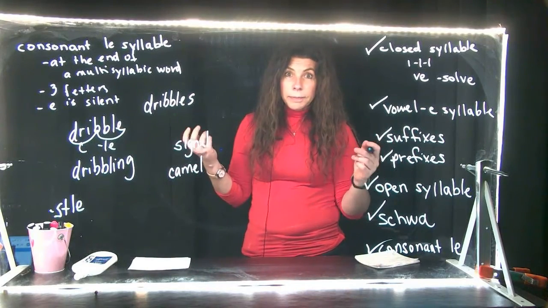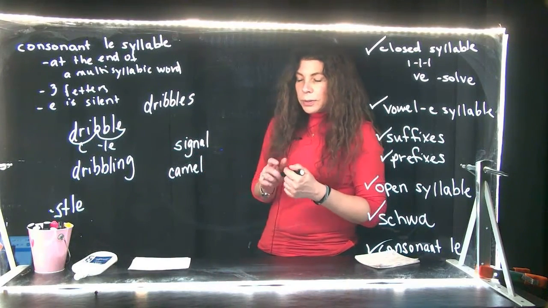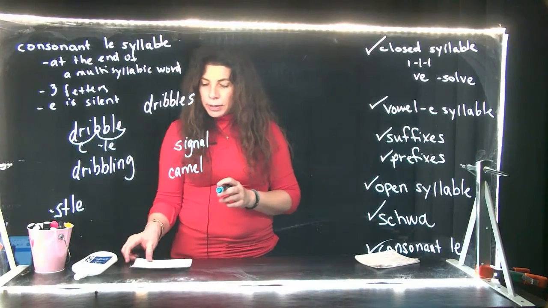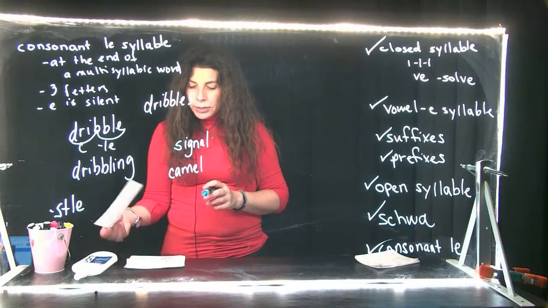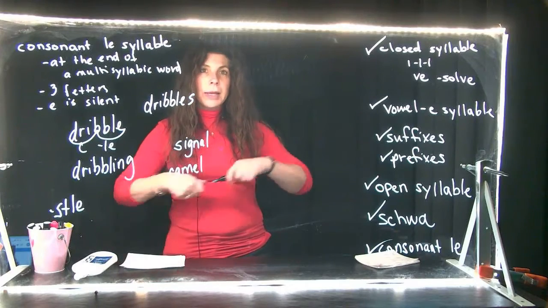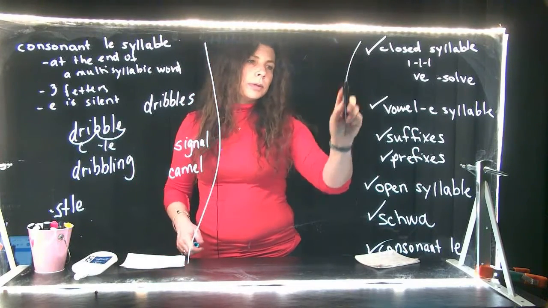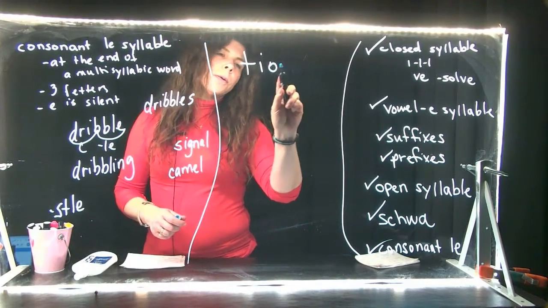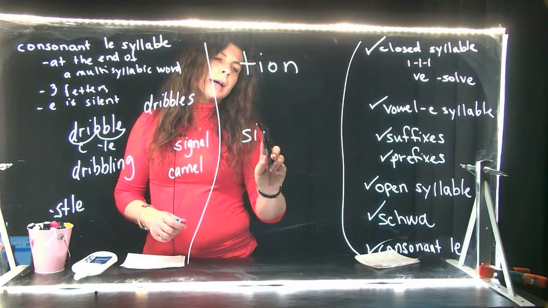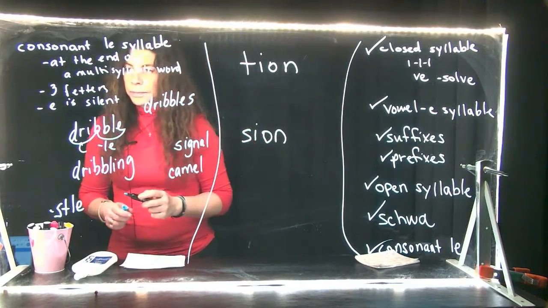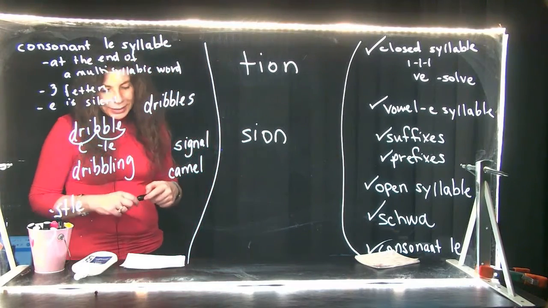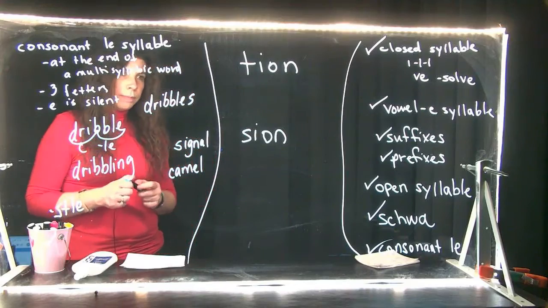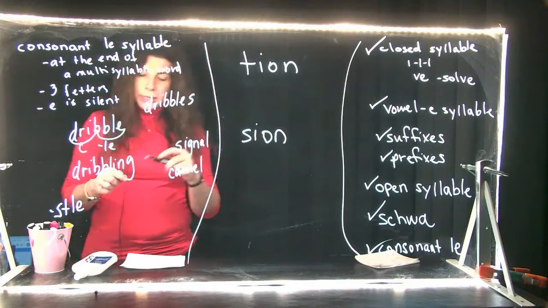A lot. So now we're going to learn something today, and it's not so much a syllable type. It's just letters that make a sound. It is the T-I-O-N and S-I-O-N. So T-I-O-N and S-I-O-N make a shun sound. So these words make a shun sound.